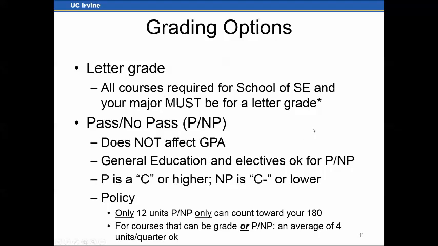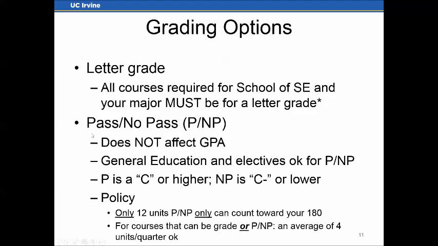Grading options. In a nutshell, all your required classes in your majors under the School of Social Ecology must be taken for a letter grade. You have no choice in the matter. When you register, it's already by default, the option is for letter grade. So you won't need to make any changes. Now, the second bullet here explains pass, no pass. There are times when you can take some pass, no pass classes, not for your major or school requirements, obviously.